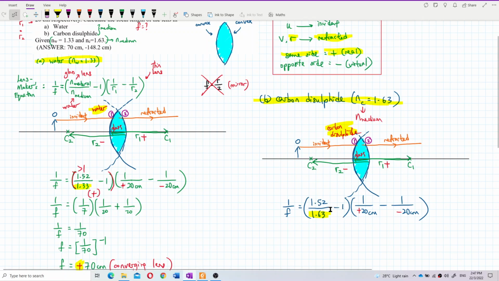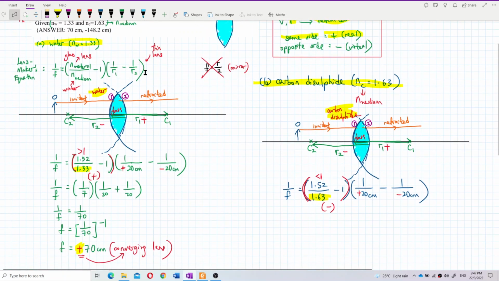Whereas this one, the value is less than 1. So when the value is less than 1, minus 1, this part will become a negative value, isn't it? Of course here you get a negative value. So that's why this focal length suddenly becomes a negative value.